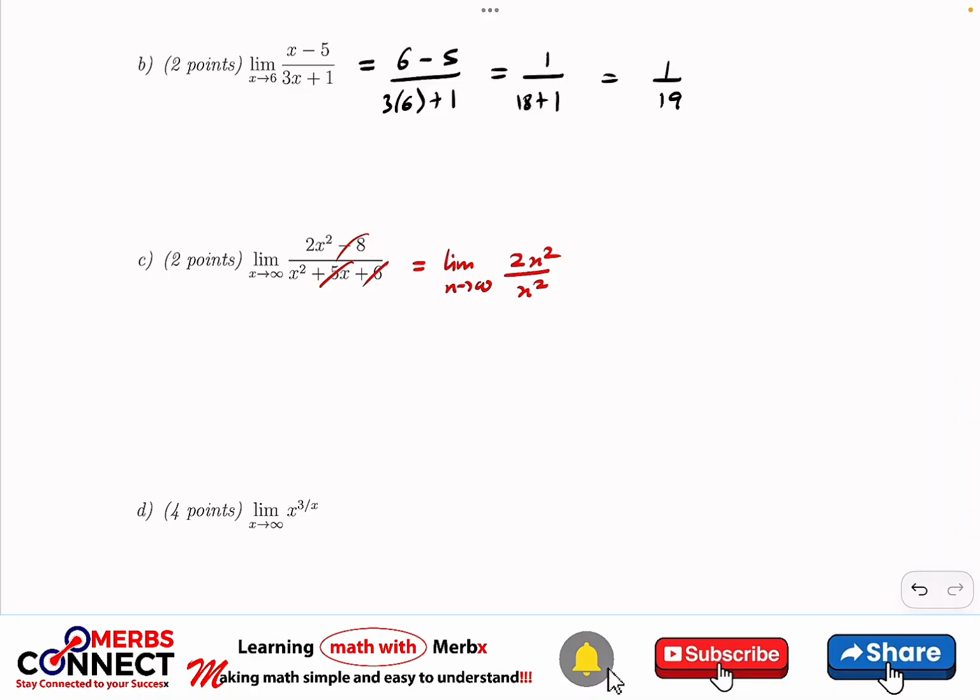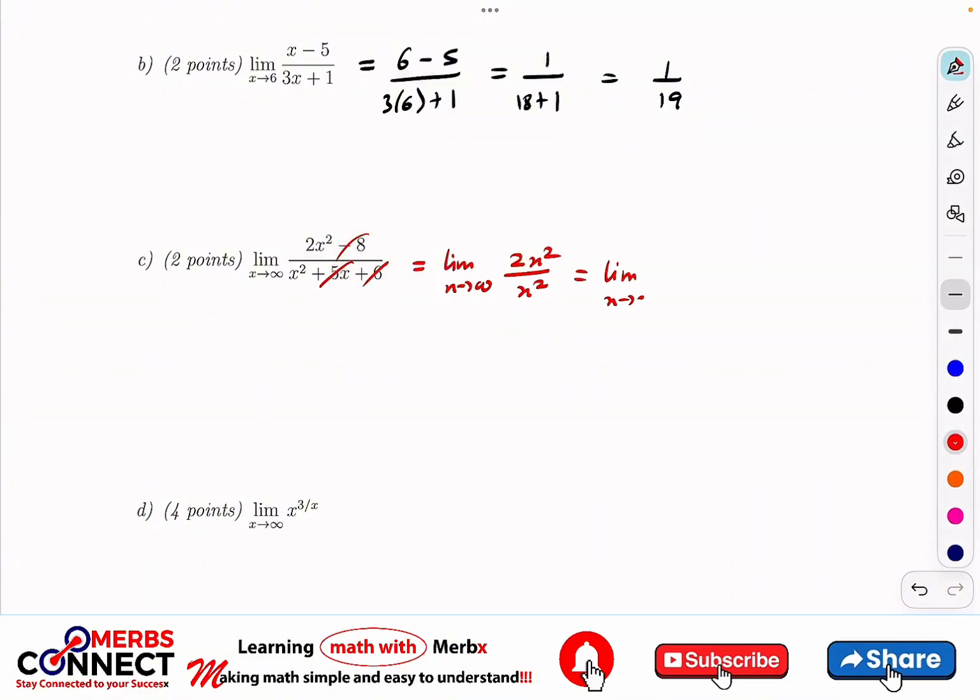Because x is approaching infinity, x squared, which is the highest degree, is going to dominate all the rest of the functions. This is the same as the limit as x approaches infinity, and x squared can cancel and leave 2, and this is going to give us 2.